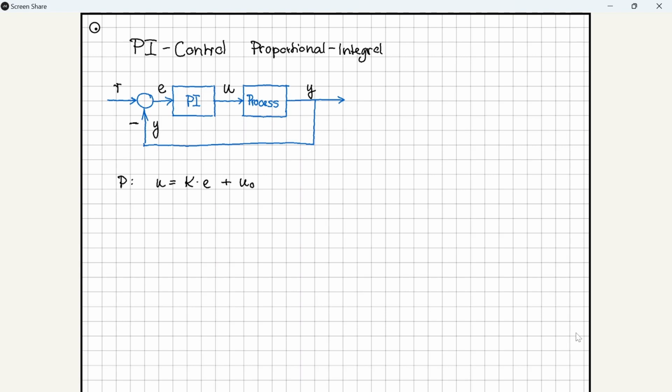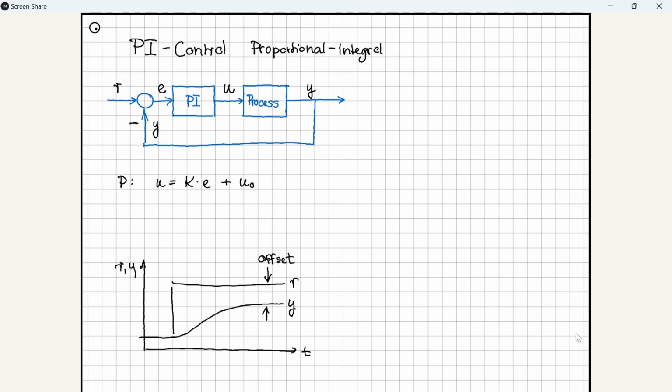When we look at the time trends of r and y, we can see that P control has one fundamental shortcoming. y will never reach the desired set point r. This is called the offset. The reason for the offset is that the control error will only be zero if the control action U is equal to U0. This means that we need to adjust or reset the bias automatically.